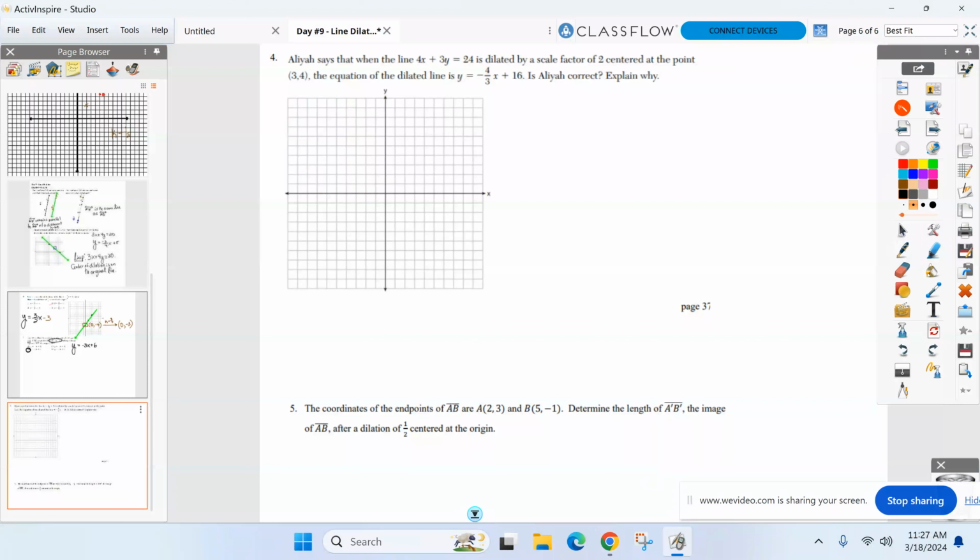All right, good. You're trying out number four on your own right now. Aaliyah wants to dilate a point, or a line, excuse me. She wants to dilate a line by a scale factor of 2, centered at 3, 4. She thinks the dilated line will have this equation, correct or not, for Aaliyah. So I'm going to let you do your thing. And speaking of videos, this video is going to be like 15 minutes longer than it should be.